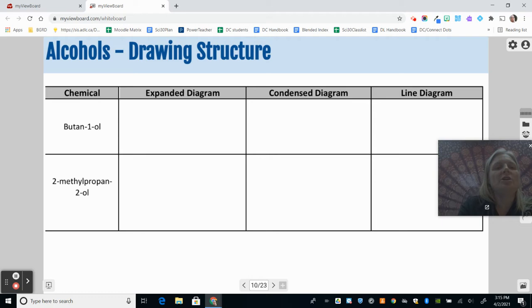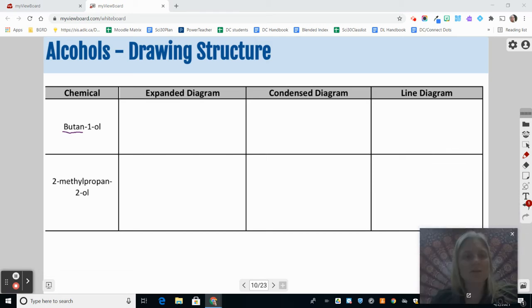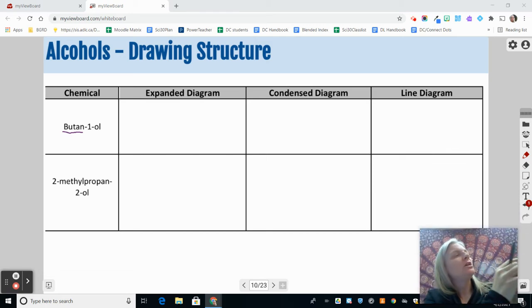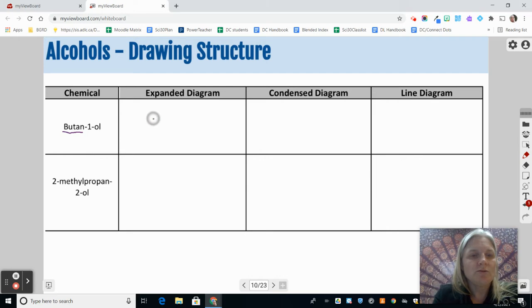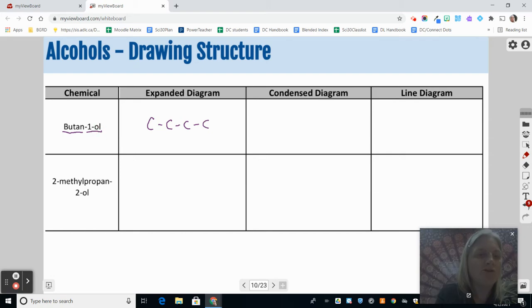All right, let's do a couple more here. In this case, we've got butan-1-ol. Butan means but, which you'll find in the booklet. It's a 4-carbon chain. According to the name, it's got an alcohol or hydroxyl group on carbon 1. So let's call this carbon 1 here, and I'm going to put an OH group here.